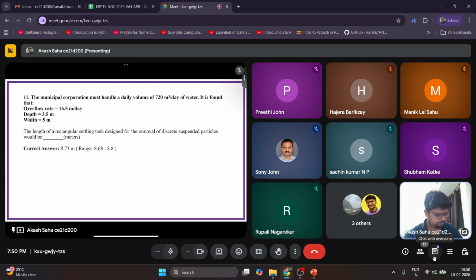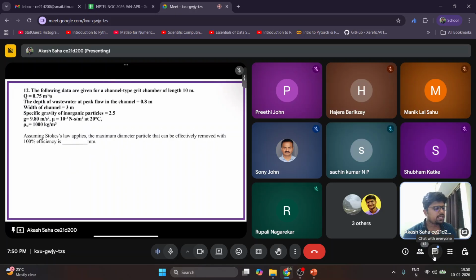Next problem. The following data are given for a channel type grit chamber of length 10 meter. Q, depth, width, specific gravity, all the information are given. Assuming Stokes law applies, the maximum diameter particle that can be effectively removed with 100% efficiency is what? So please tell me.